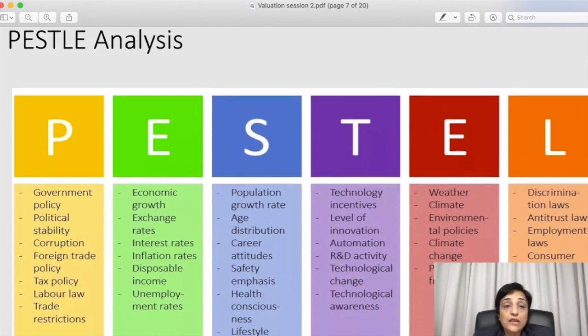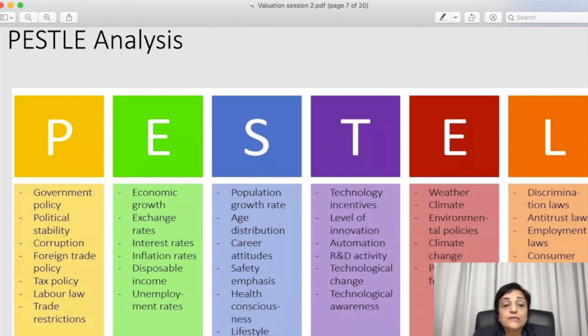When we say that we need to do political analysis, here we analyze the government policies, whether the government is stable, and whether there is corruption in the government. If there is high corruption, then we cannot estimate higher growth rates. We also look at whether the foreign trade policy is open or closed, and whether there are barriers to foreign trade. If there are too many taxes or duties on imports and exports, that will affect the company and the industry.